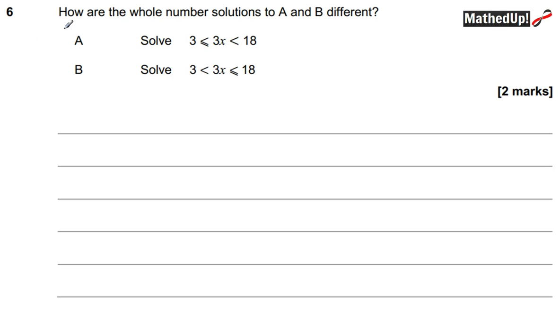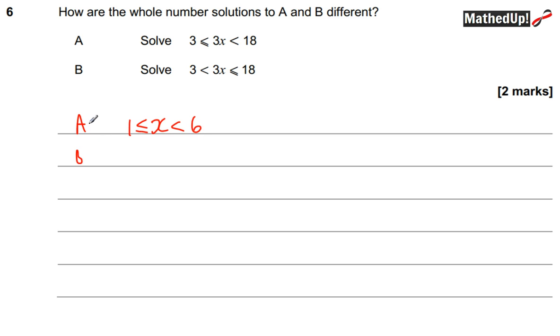Question 6. How are the whole number solutions to A and B different? For A, we want to solve 3x is greater than or equal to 3 but less than 18. And for B, we're going to solve 3x is greater than 3 but less than or equal to 18. First of all, let's deal with A. In order to solve this, I'm going to divide everything by 3, which means that x is going to be greater than or equal to 1, but less than 18 divided by 3, which is 6.